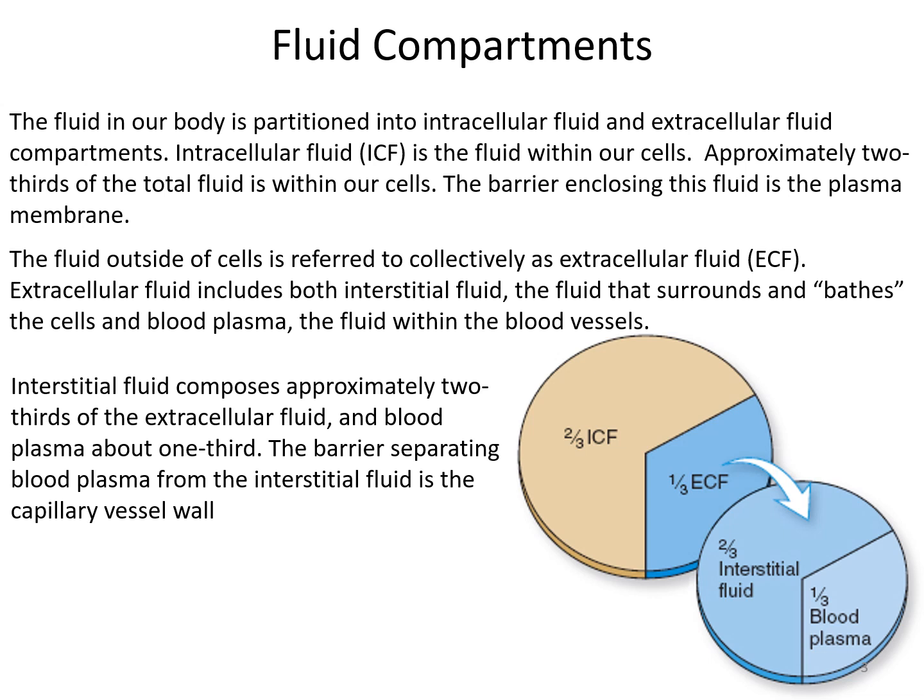The fluid in our body is partitioned into intracellular fluid and extracellular fluid. Intracellular fluid, or ICF, is the fluid that's inside of our cells. About 2/3 of our total fluid is intracellular fluid located in our cells. You can use these kind of pie charts to visualize this. The barrier for that is the plasma membrane, which is what's keeping that intracellular fluid in the cells.